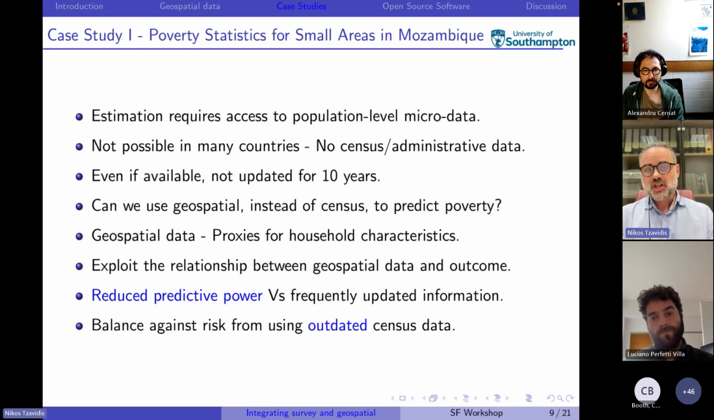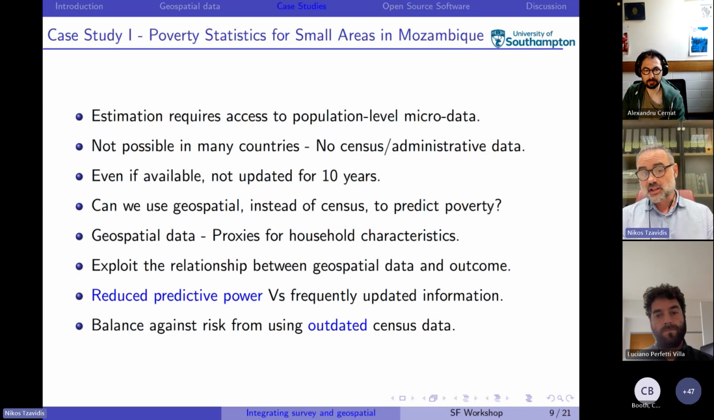Okay. And the type of statistic that we want to estimate here requires access to population-level microdata, for example, from census or administrative data that do not exist in many countries. Even if they're available, these are only updated every 10 years, which means that in the intercensal period, the information is not available, or it may be outdated. Okay. So the question that we had here is whether we can use geospatial data instead of census information to predict poverty estimates for small areas.